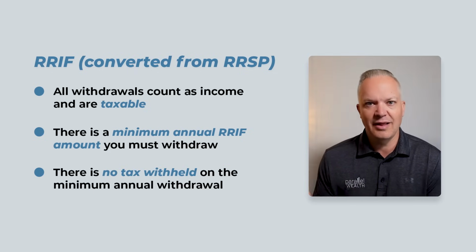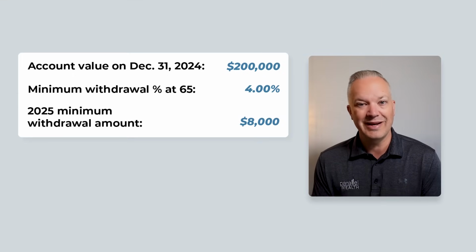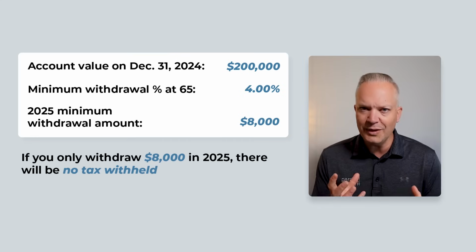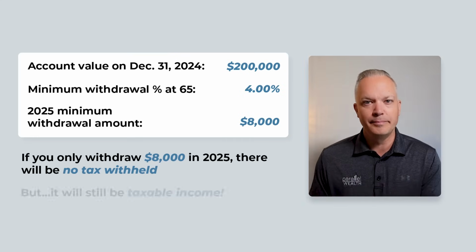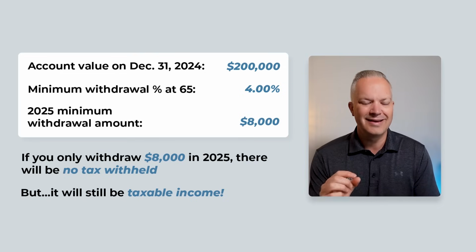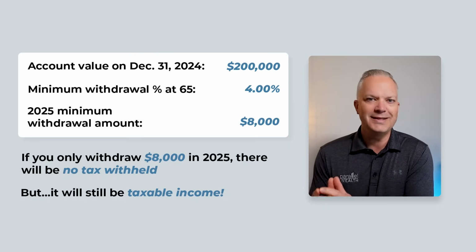So again, let's go back to our last example. You have a $200,000 RRIF, you're 65 and you need to take out $8,000. If you only take out $8,000 that year, there won't be any withholding tax. But even the minimum amount is taxable income. Anything you pull out of a RRIF account is going to be taxable income. So just be aware of how that tax works.